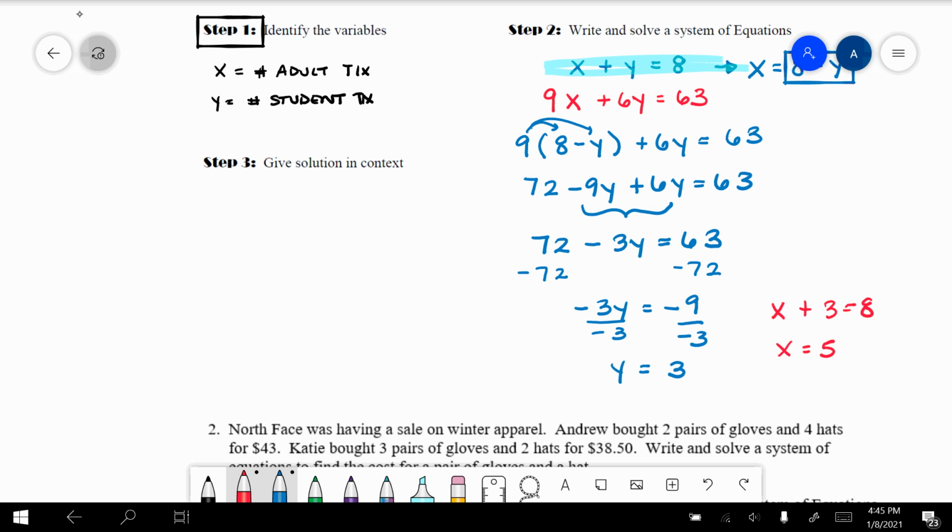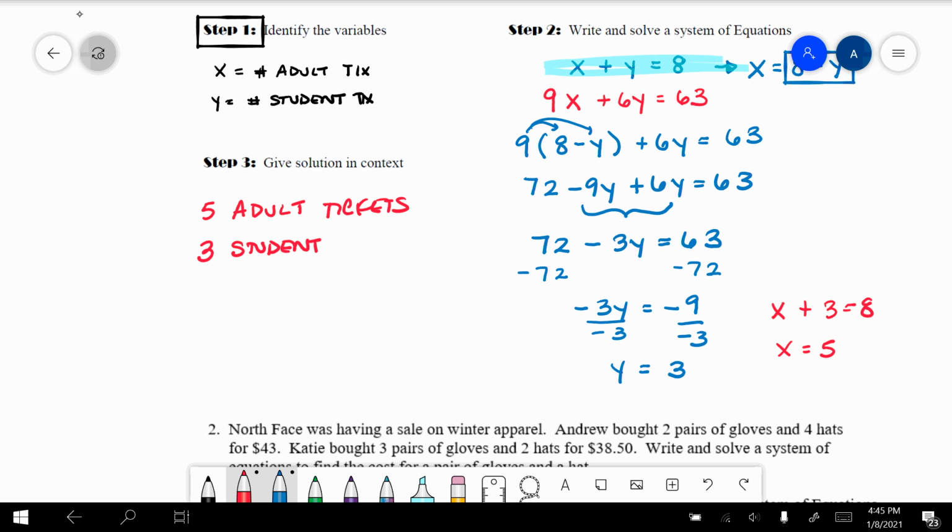So the last thing that we need to do is give our solution in context, meaning it's not okay for these problems, when they ask you how many adult tickets and how many student tickets, to just say X equals 3 or X equals 5 and Y equals 3. So we're going to come back up here and remember that X was adult tickets. So this means that Ryan bought 5 adult tickets and the Y was representative of the student tickets, so he bought 3 student tickets, okay?